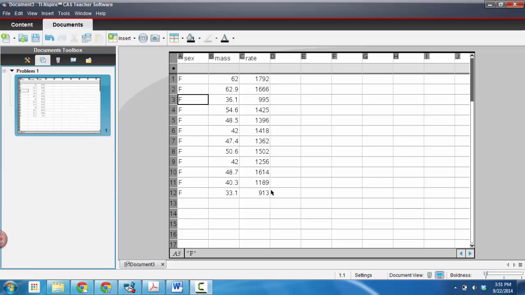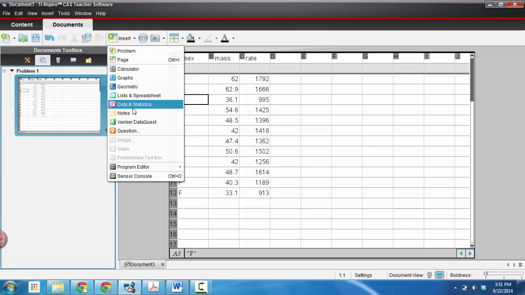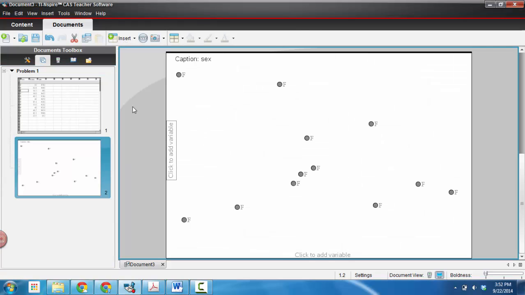So now what we want to do is create a scatter plot of that. Relatively easy to do. All we're going to do is go to insert, data and statistics. You can get that from your menu, and you can see these are all females that we have. The F would indicate that. So each is a data point with 3 different variables associated with it. Well, we're interested in 2 of those variables, because all of these are females. We are interested in the mass and the rate.